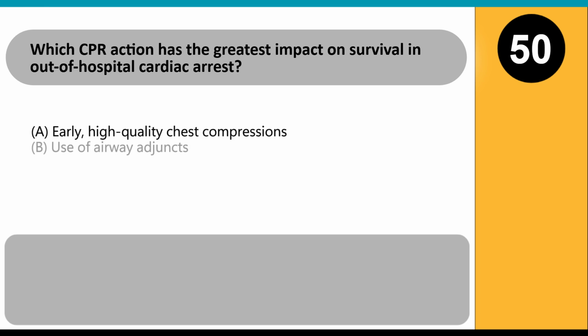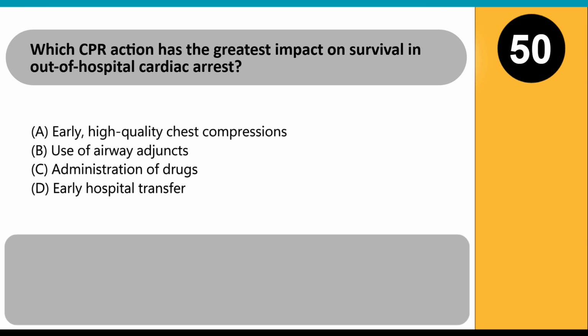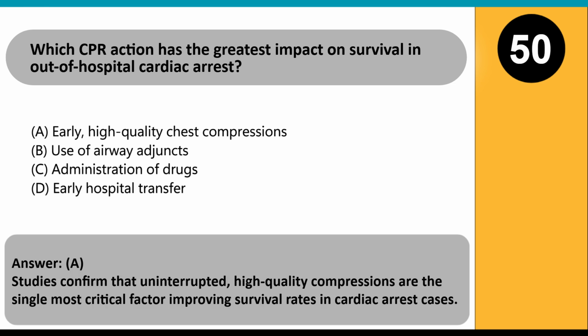Which CPR action has the greatest impact on survival in out-of-hospital cardiac arrest? A. Early, high-quality chest compressions. B. Use of airway adjuncts. C. Administration of drugs. D. Early hospital transfer. Answer: A. Studies confirm that uninterrupted, high-quality compressions are the single most critical factor improving survival rates in cardiac arrest cases.